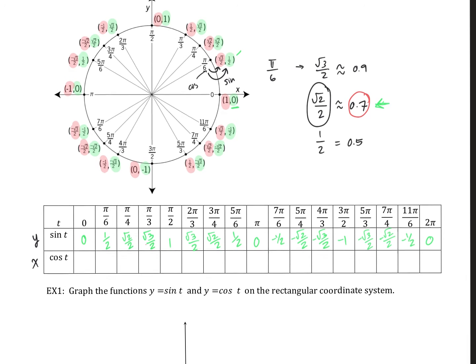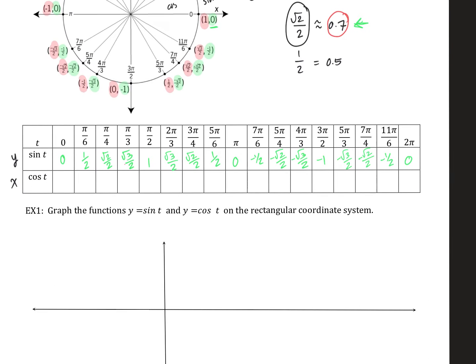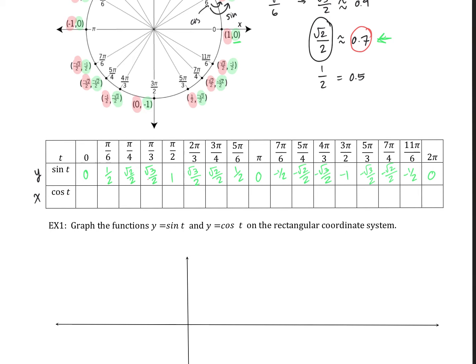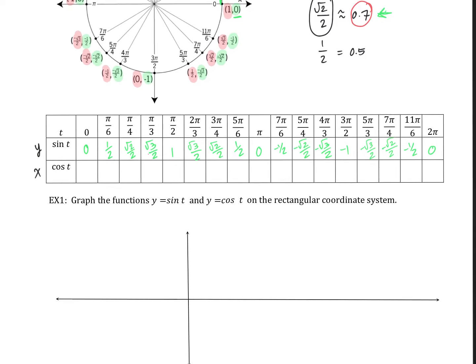So now, let's graph the sine function. Think of the sine function as pairing the radian value on the unit circle, the distance, with the y value on the coordinate. That is what sine is doing. So now we're going to go ahead and graph that.